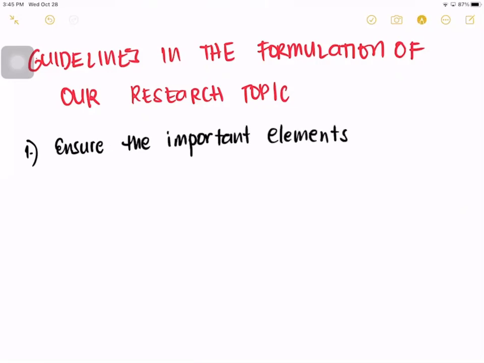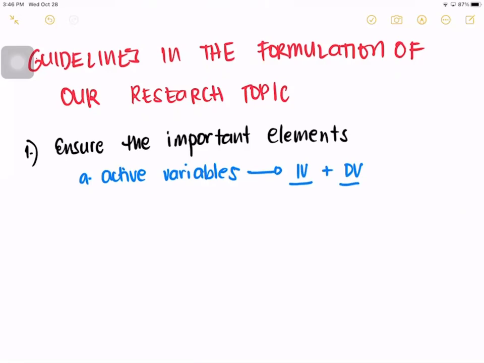And what are the important elements of a research title? Basically, I would really suggest that the number one thing that we have to make sure of are your active variables. Your research title must contain your active variables. So what are these active variables? As we have discussed in the previous lessons, we have our independent variable plus our dependent variable. These active variables are non-negotiable. So in our title, it has to be there.